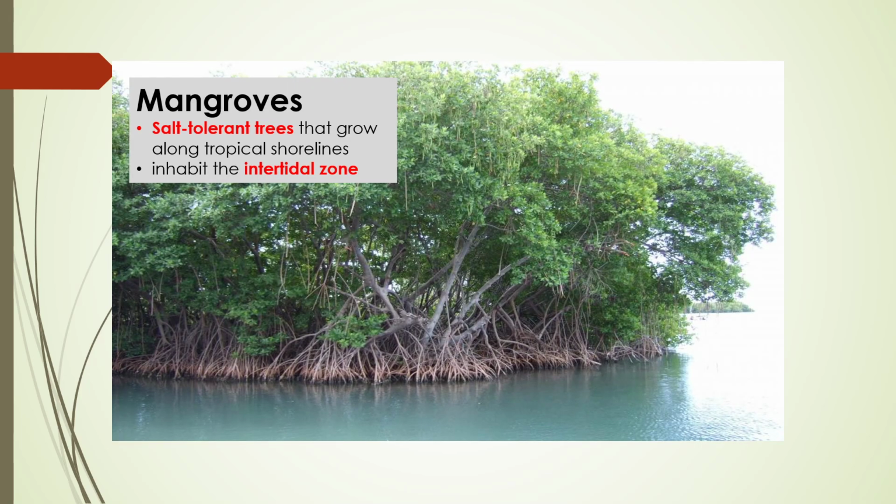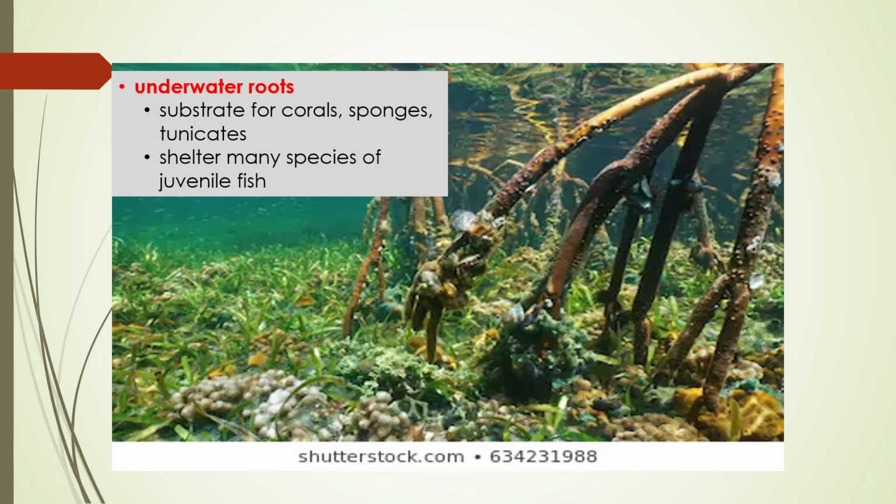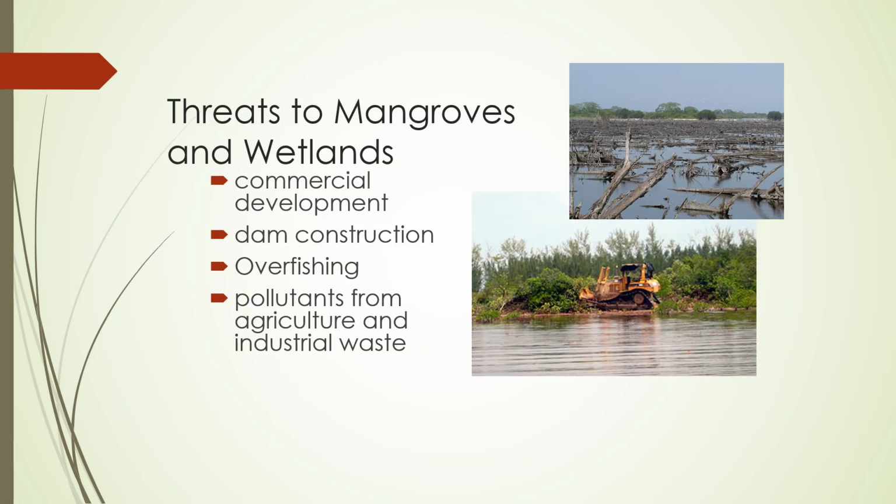With mangroves, we're looking at salt-tolerant trees that grow along tropical shorelines, and they exist in the intertidal zone where the tide comes in and out. They have underwater roots, which can create a substrate for corals and sponges and tunicates. They can shelter many species of juvenile fish to help them grow.